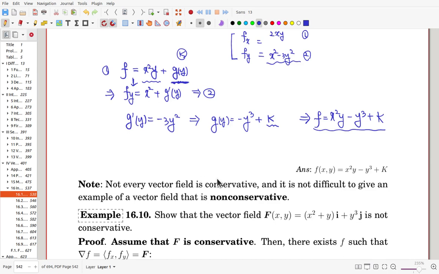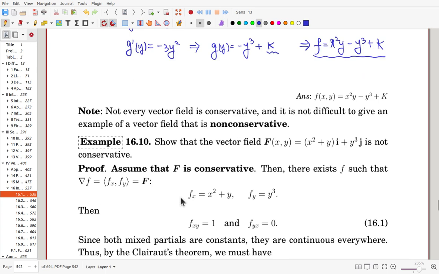Not every vector field is conservative, and we'll see here an example of a non-conservative vector field. Show that the vector field F of x, y defined in this way, the first component is this one and the second component is this one, is not conservative.